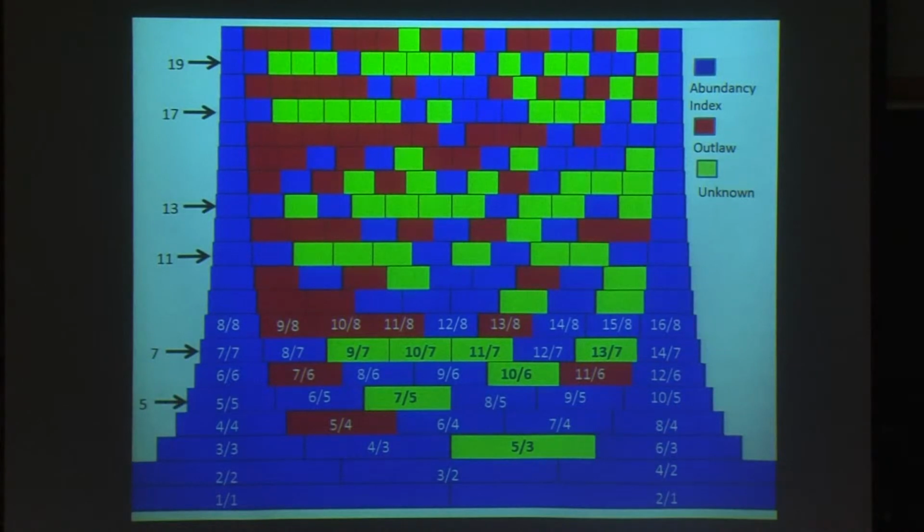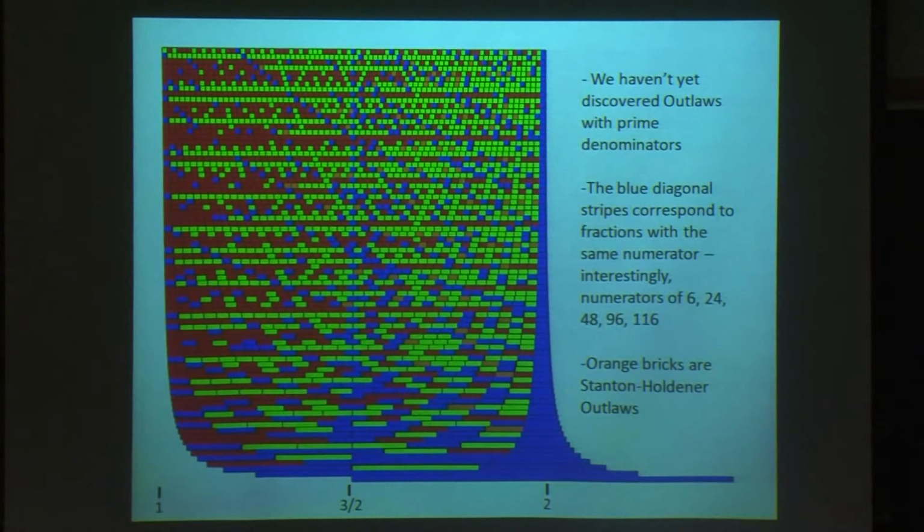So if we continue this picture even more, this time zooming out and looking at fractions all the way up to 100, we get this. Looks pretty cool. These pretty neat blue diagonal stripes are all fractions with the same numerator. Starting at the bottom here, we have 6, and then 24, and then 48, 96, and 116. This is a kind of cool pattern, but we're not exactly sure why that is.